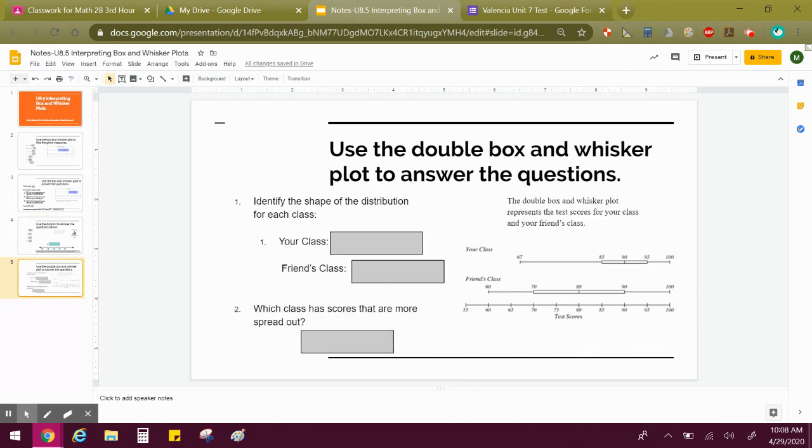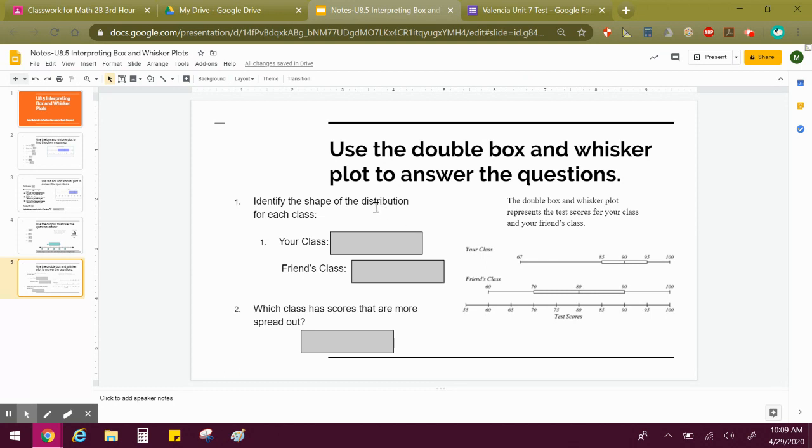The last thing is, what if you're given a double box and whisker plot? So a double box and whisker plot basically is just two separate whisker plots that share the same number line and are talking about the same type of data. So this one represents the test scores for your class versus the test scores in your friend's class. So it says to identify the shape of the distribution for these classes.